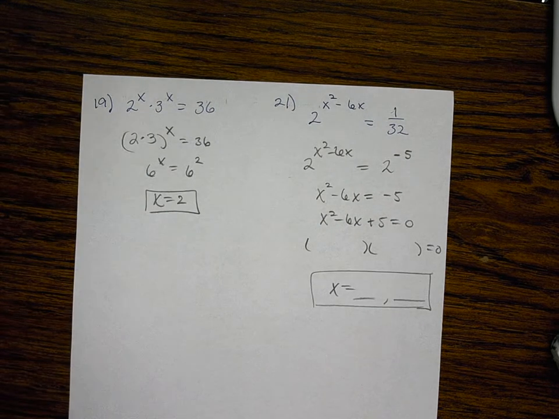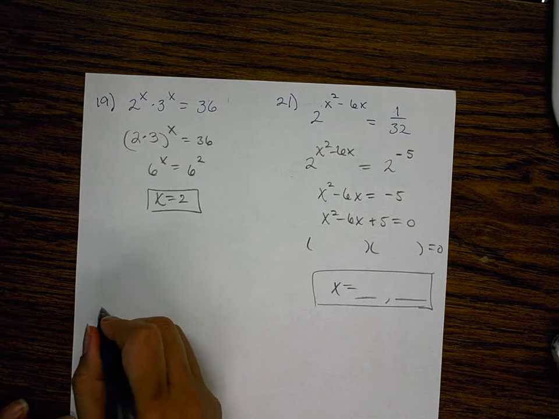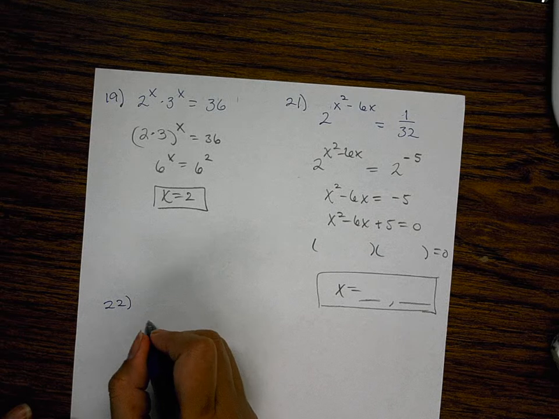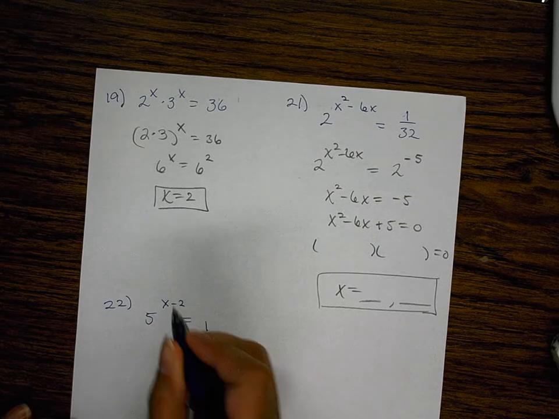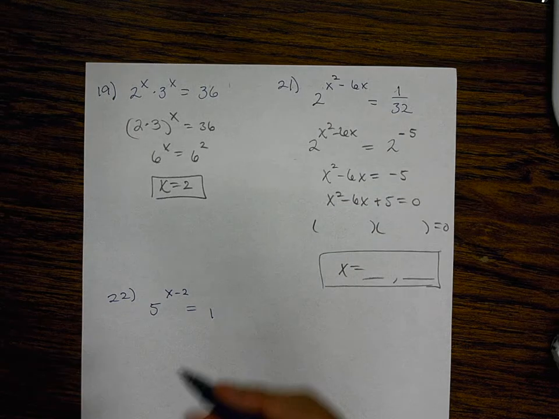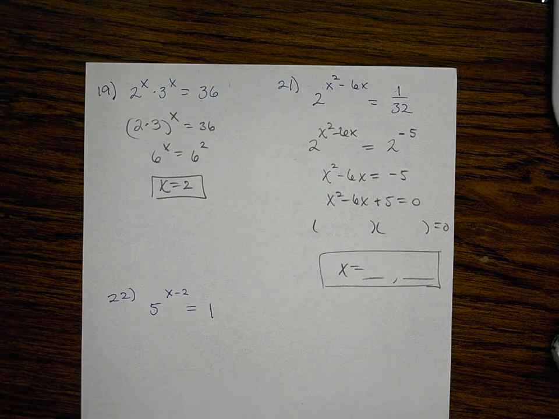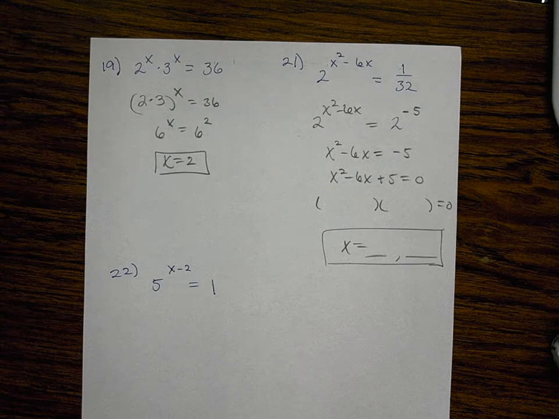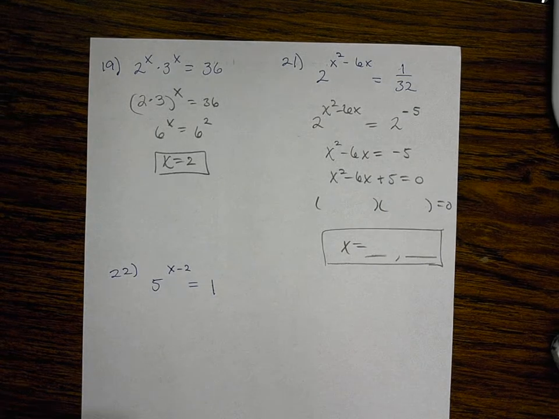Okay, moving on. 22 is the next one I am doing. And 22 reads 5 raised to the x minus 2 equals 1. This one's a little tricky, and some kids get confused with it at the beginning, but once they see it, they're like, oh my goodness, that's so easy. Okay, I need to get them to the same base. How am I going to get these two to the same base if one is a 5 and the other one's a 1? What the heck am I going to do?